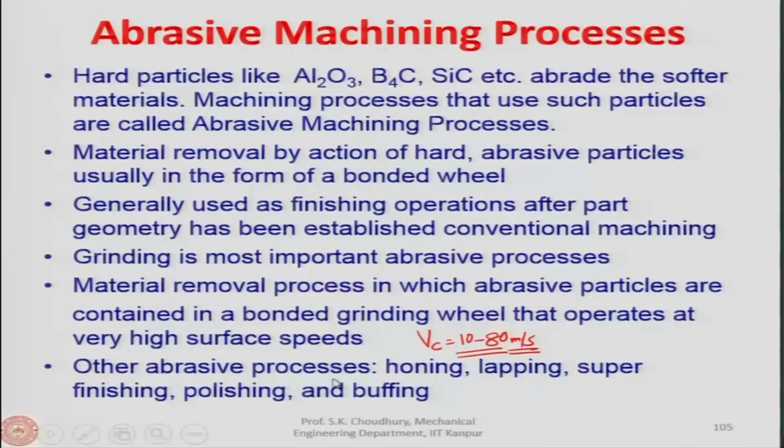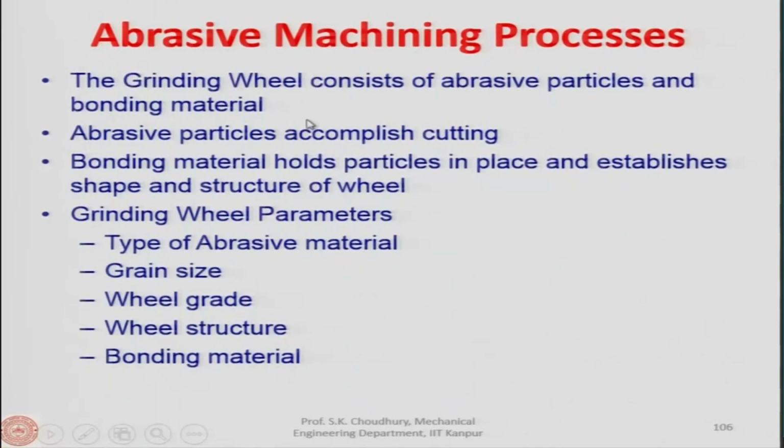Then other abrasive processes like honing, lapping, super finishing, polishing and buffing, these are the other processes which are also called the abrasive processes apart from the grinding process. Well, the grinding wheel consists of the abrasive particles and the bonding material, because the materials have to be properly bound inside the grinding wheel.